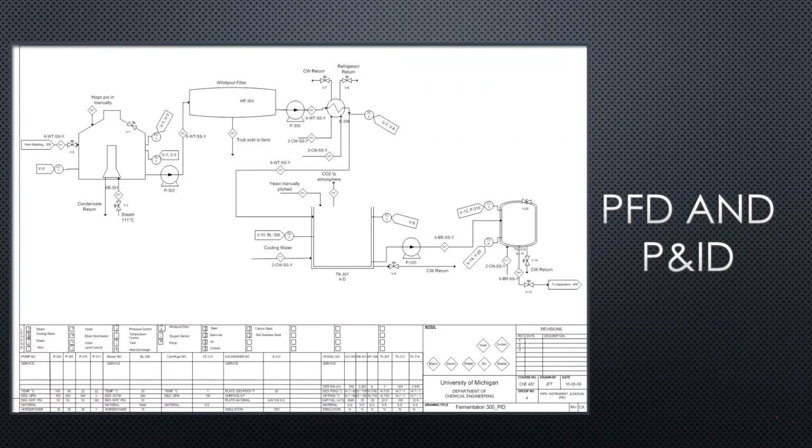This is the process and instrumentation diagram. This figure shows a lot of valves and variables controlled within the process flow. The label with V is a valve, the label with PC is pressure control, the label LC is the level control, and the last one is TC, the temperature control. There is a heat exchanger in the middle of the way between the whirlpool, filter, and fermenter.